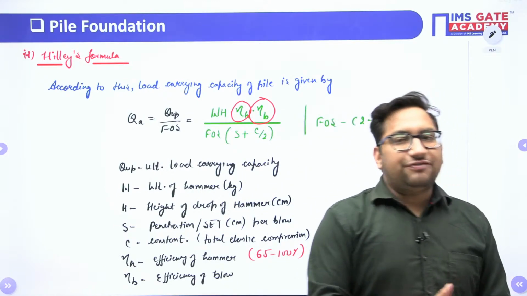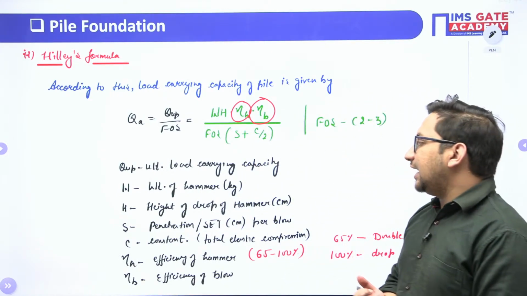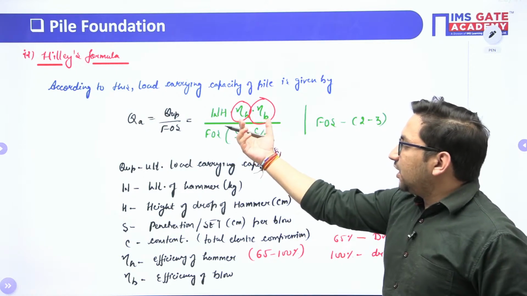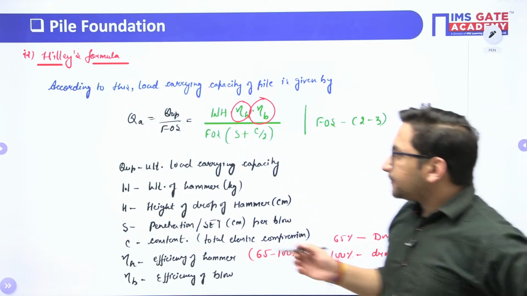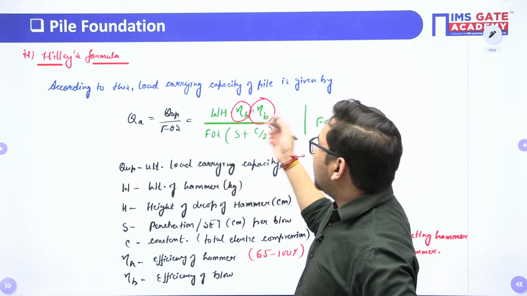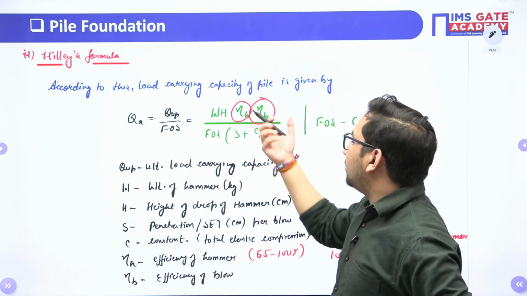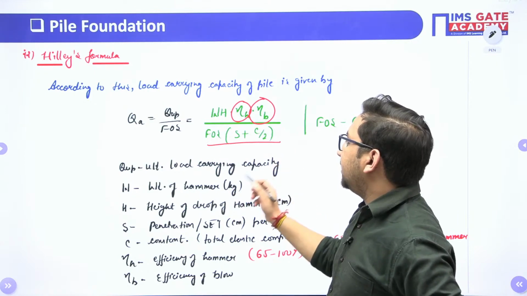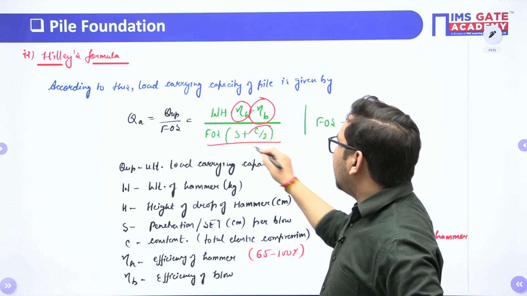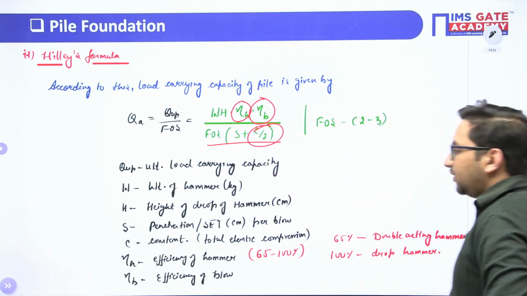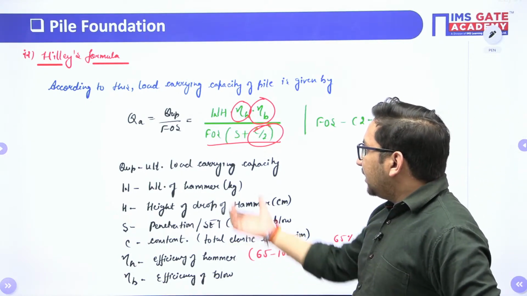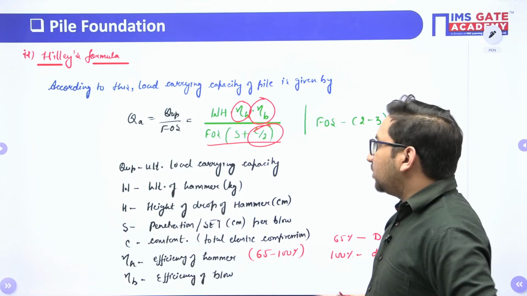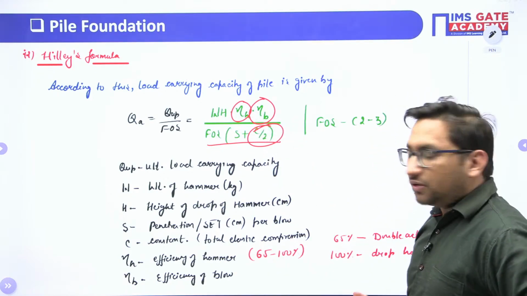Also, as the hammer is mechanical equipment, its efficiency may change with time, right? So if we take into account the efficiency of hammer and efficiency of blow, this will be the formula: W into H, efficiency of hammer into efficiency of blow, divided by factor of safety into (S plus C by 2). Remember, here the factor is C by 2. Clear? If the efficiency of hammer and blows are not given, you can take it as 100% also, right?